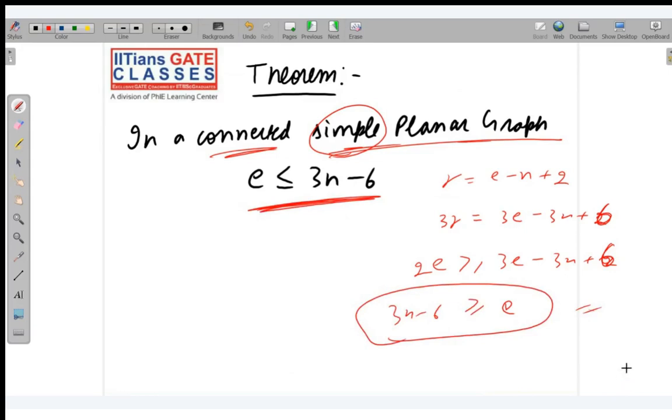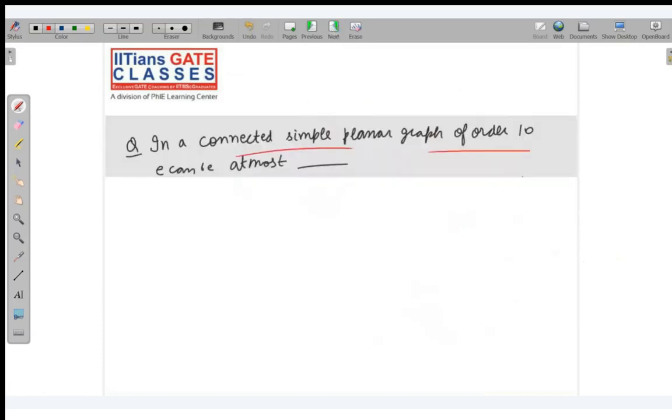Okay, so take a snapshot. I will jump to the next slide. This is very, very important. Next: a connected simple planar graph of order 10, E can be at most? So they are trying to find the relationship between edges and vertices. What we have derived here is E is less than or equal to 3N minus 6.